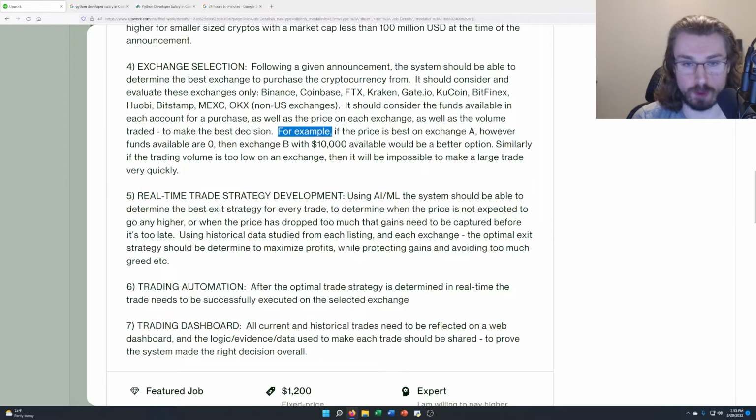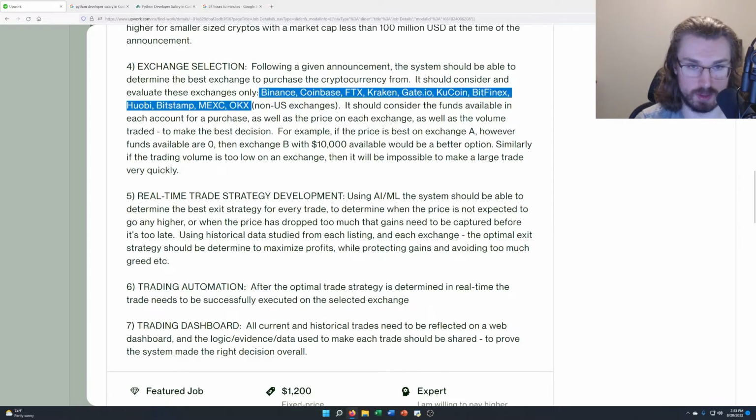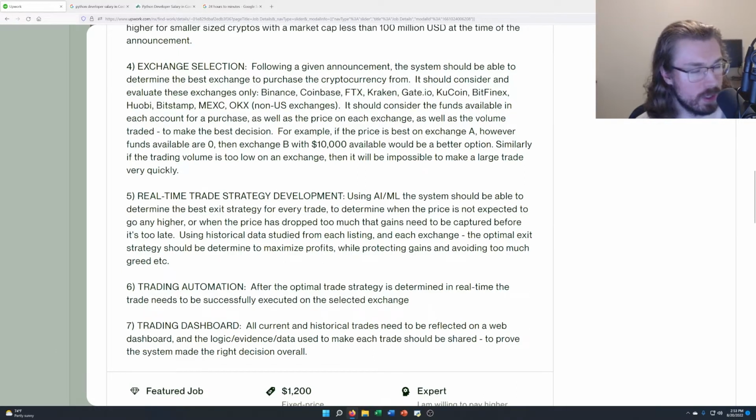And then we have, for example, if the price is best on exchange A, however, funds available are 0, then exchange B with 10,000 available would be a better option. Well, it would just be based on your account. But yeah, I don't know if Interactive Brokers allows you to access all of these different APIs. Well, no, I don't think so, because don't they only offer whatever? Yeah, actually, these would all be different, I believe.